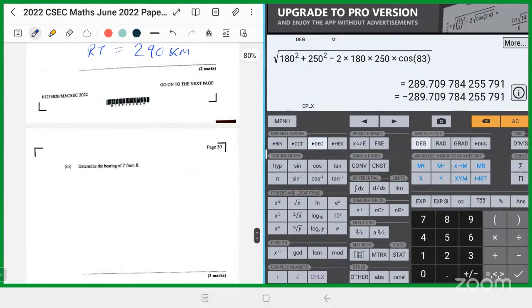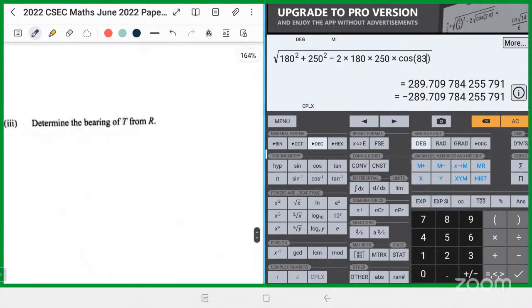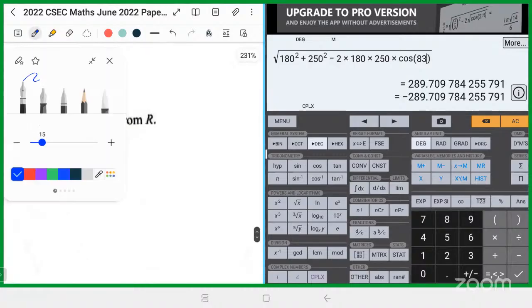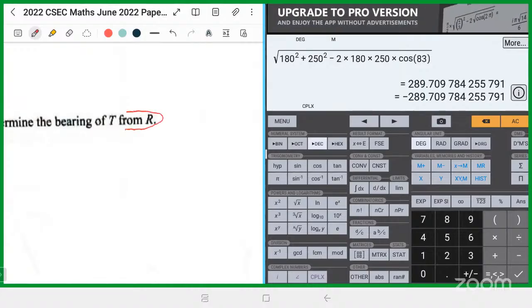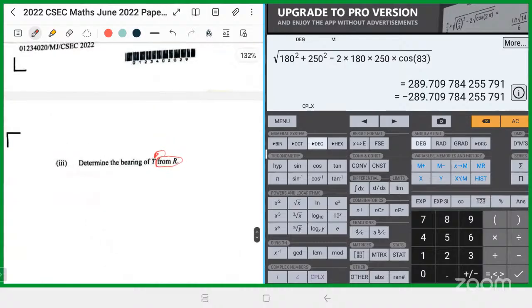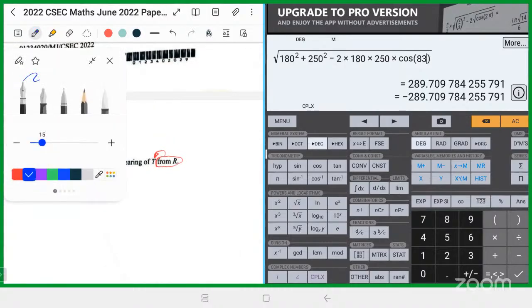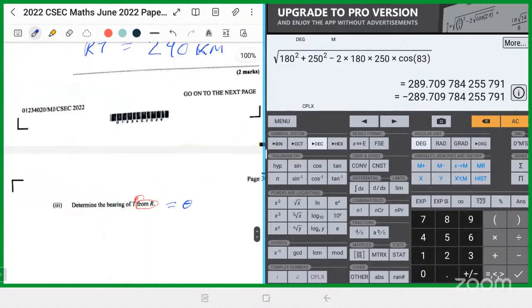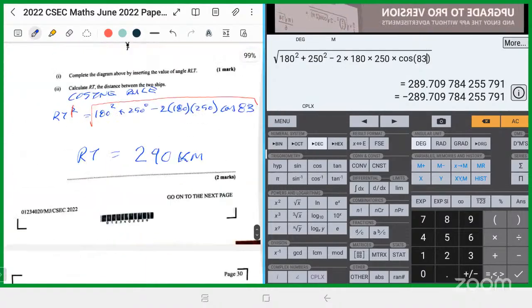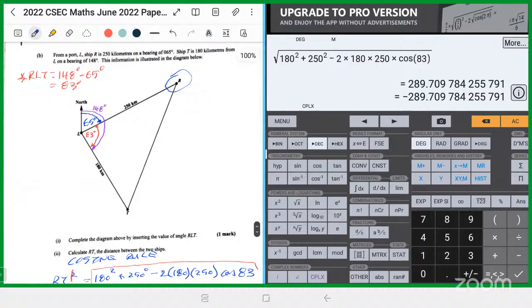The next part now wants the bearing of T from R. So again, you have to focus on the from position. So it's from R to T. Let's put it on the diagram. Let's call it theta. I'm going to call this angle theta. From R to T, R down to T. I'll put that angle in the diagram.